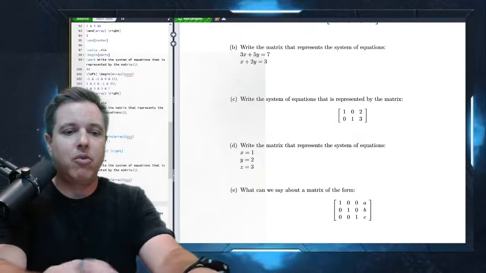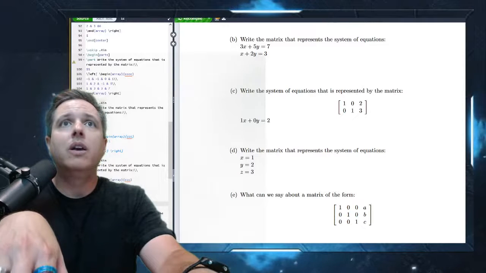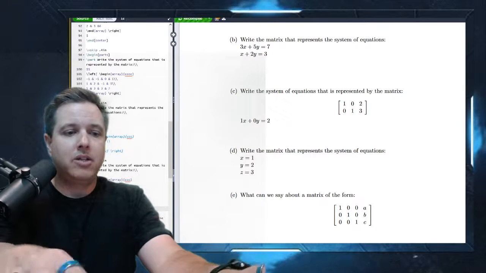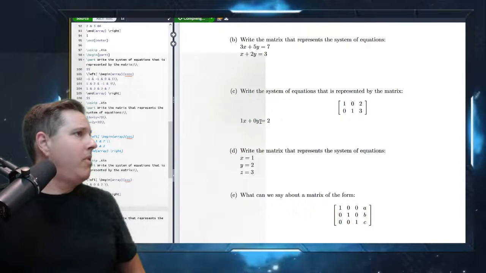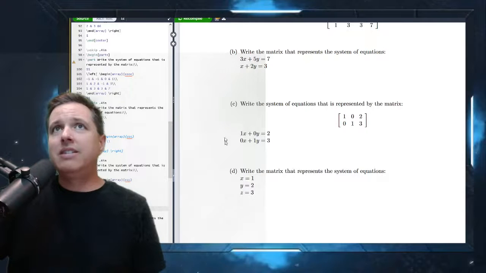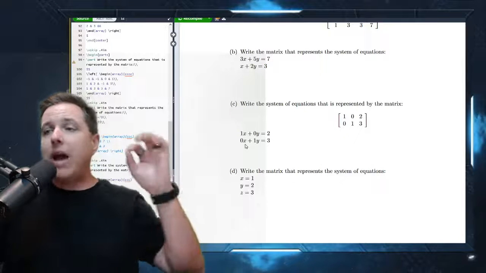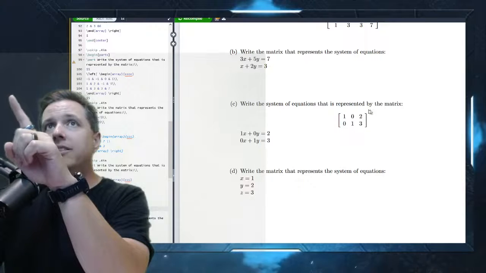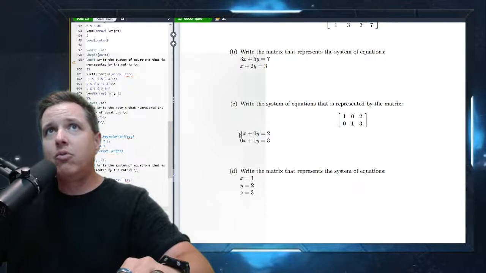1x plus 0y equals 2. And 0x plus 1y equals 3. Now this is not how we would normally write it. I'm just making a direct link, one step between the matrix and the solutions that it represents. So see how the coefficients are preserved? 1, 0, 2, 0, 1, 3.